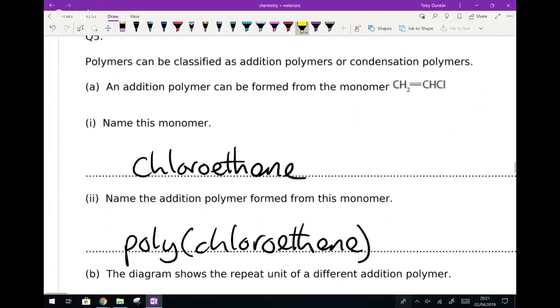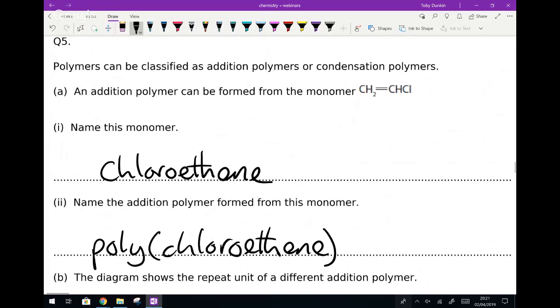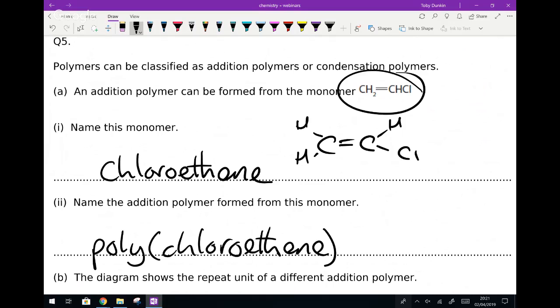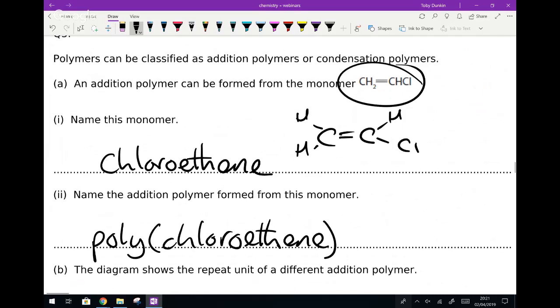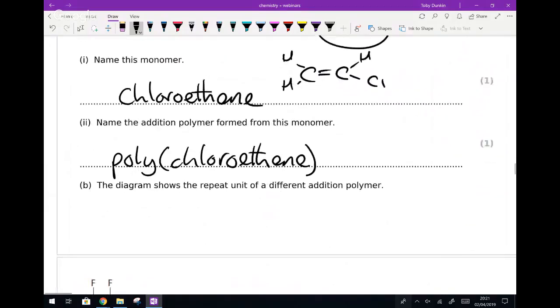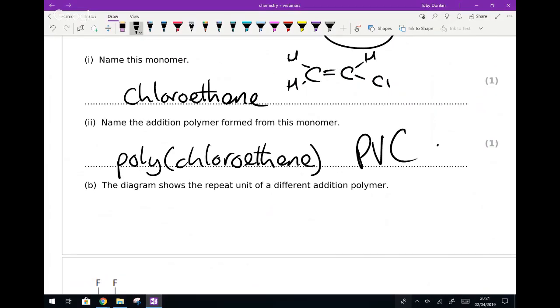Name the monomer. Isn't that interesting? See, look, they're asking you to name it. This is a haloalkene. So I needed to draw that. Two carbons, with a double bond between them. One has an H and one has the halo group. So this is chloroethene. Name the polymer that is made from it, polychloroethene, otherwise commonly known as PVC.